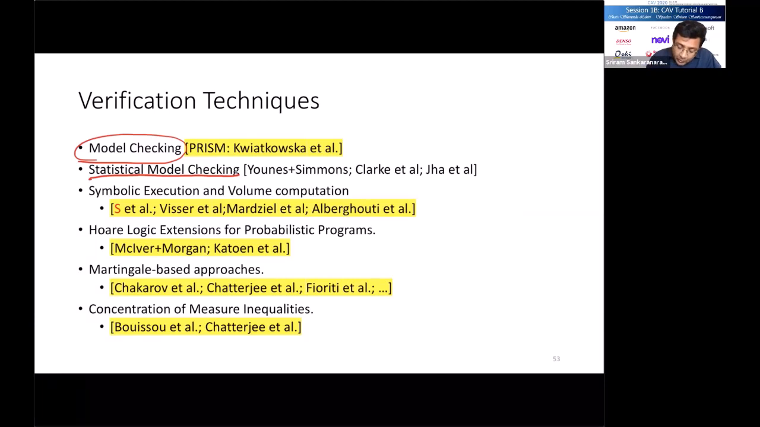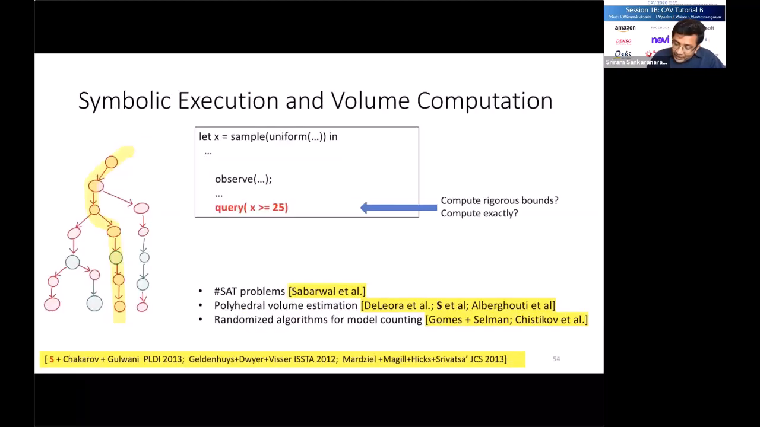There's been a lot of approaches using symbolic execution, Hoare logic extensions, some martingale-based approaches based on something called concentration of measure inequalities. I am running out of time, unfortunately, so I'm going to jump through some of these approaches quickly for the lack of time. Symbolic execution, you can imagine how you can execute different paths in the program. And there has been a lot of work on tying symbolic execution with something called model counting or volume estimation. Okay, I've just posted references. There are a lot of references that you can look at.